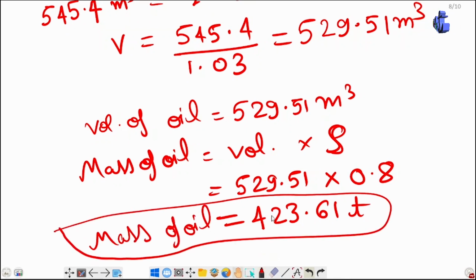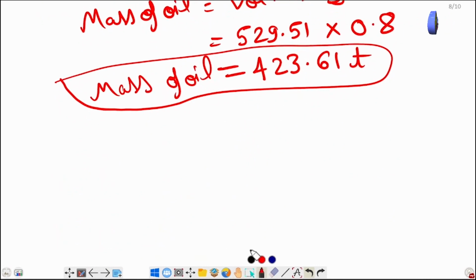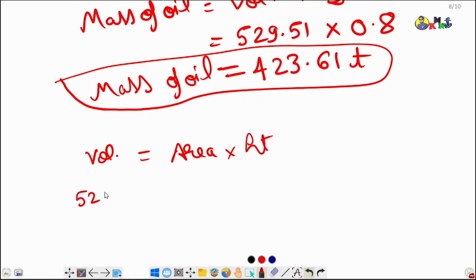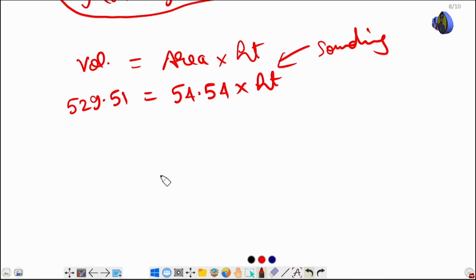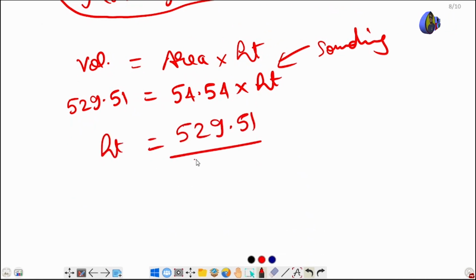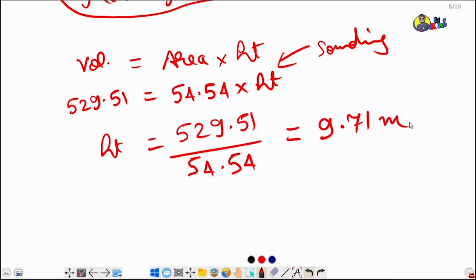Now we need to find out the ullage. So to find out the ullage, as we know, volume is equals to area into height. So we know the volume of oil will be 529.51 and area is 54.54 into height. So it will give us sounding. So I'll take height only. It will be 529.51 divided by 54.54. This will come 9.71 meters.